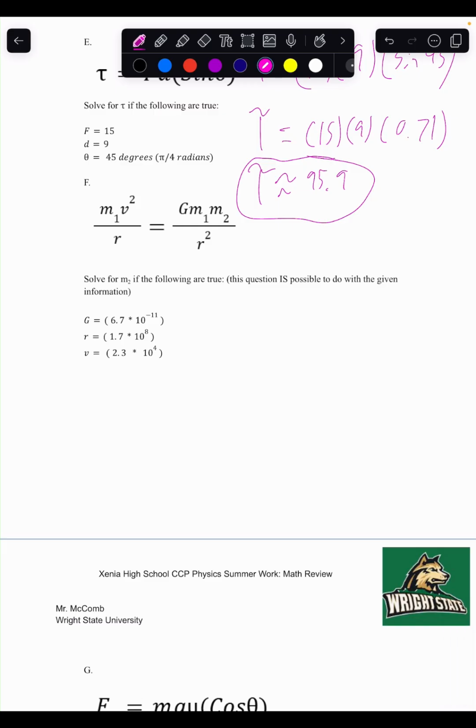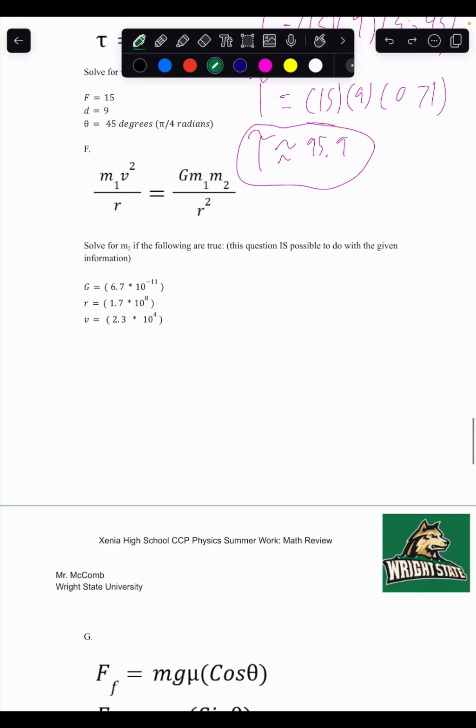Easy. Right. Next question. M1 v squared over r equals G M1 M2 over r squared. M1 and M2 are variables. Sometimes you have one object and two objects. So what is it? Right. So now we're going to take it. Right. So let's start this. Okay. So let's do this.